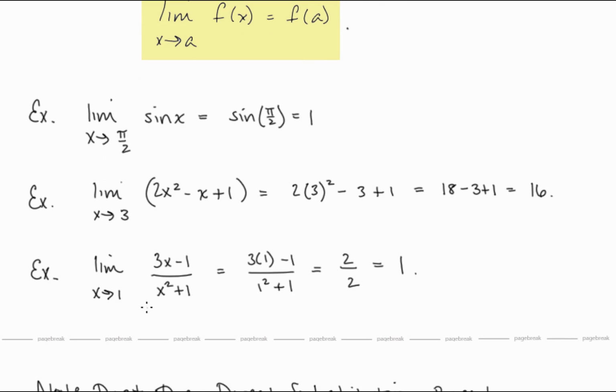Here we have a rational function. As x goes to 1, we're looking at the limit of 3x minus 1 over x squared plus 1. x equals 1 is in the domain of this function, and so we can just go ahead and plug in x equals 1, and we get 2 over 2, or 1.